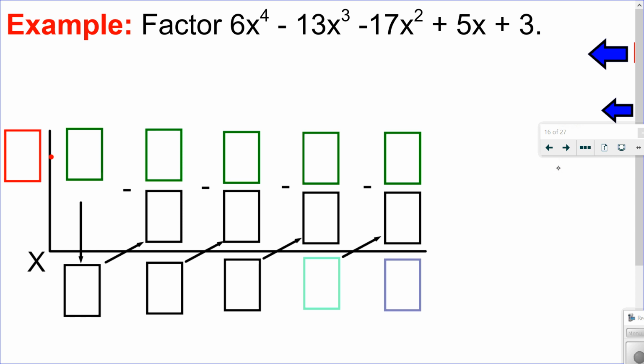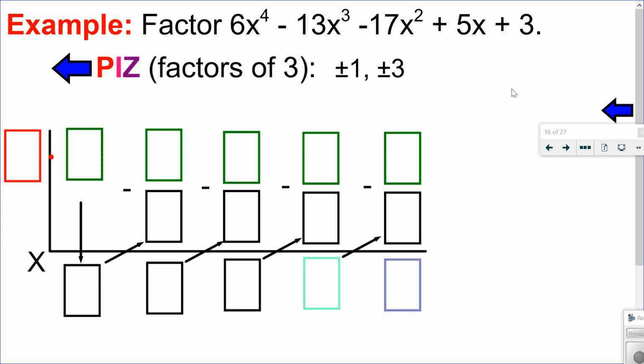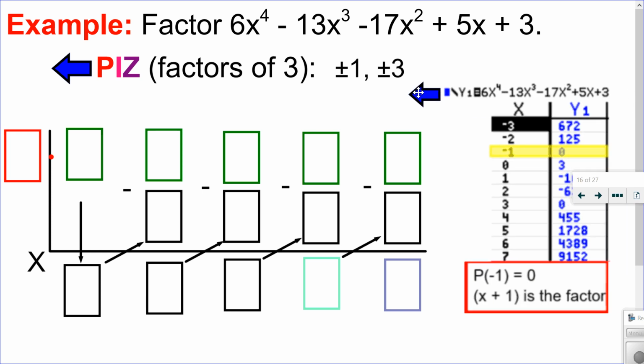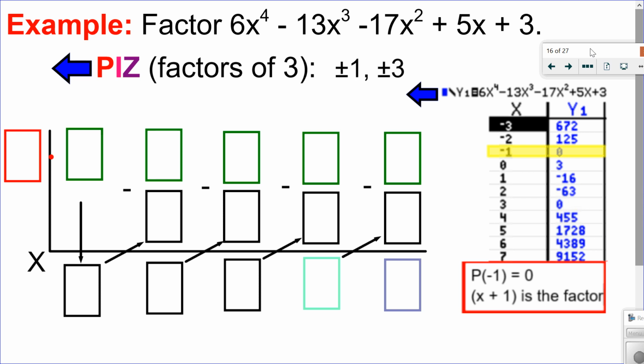So if I want to factor this quartic function, I'm going to find a potential integral zero, and I'm just going to look at the integer zeros, which is 3. So I'm going to look at all the factors of 3 and just find one that works so that I can break it down. So in my table, I enter my equation into y1, and I see that -1 works. So since -1 works, I'm going to divide this polynomial by x plus 1.